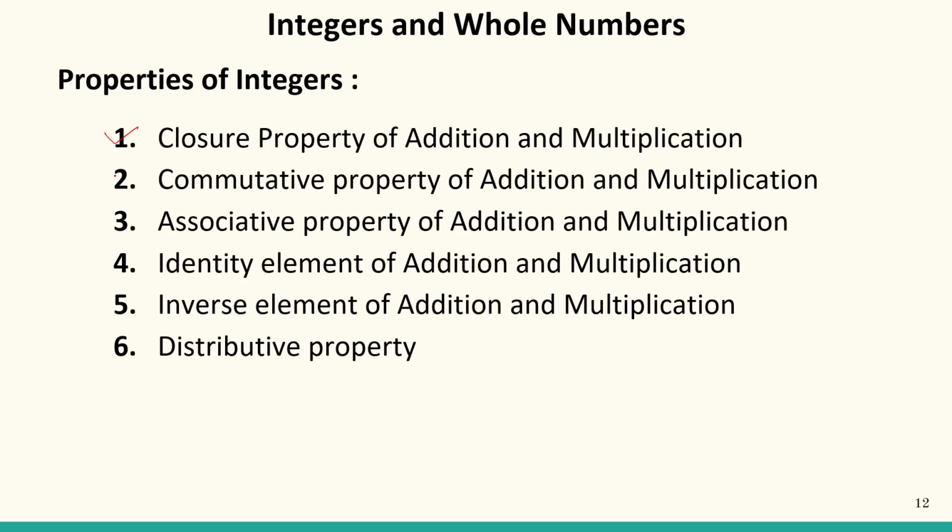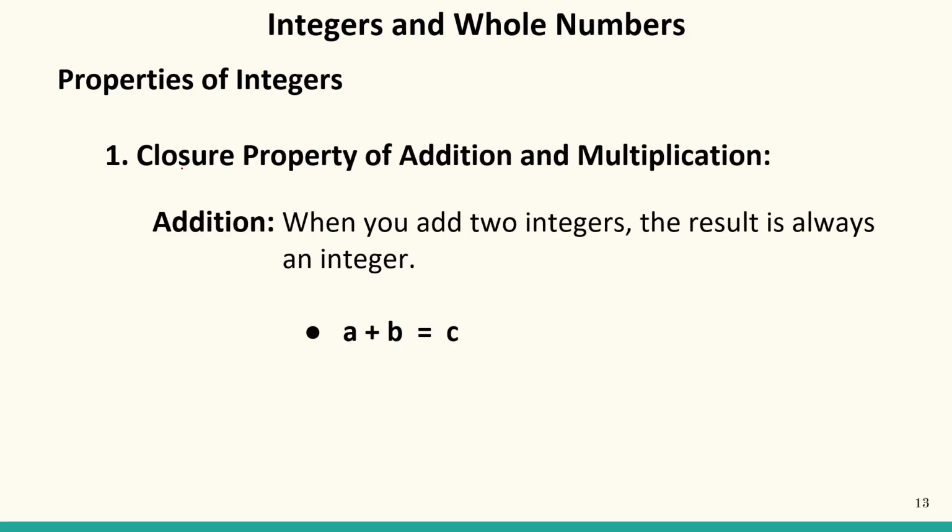We'll explore each one. Closure property of addition and multiplication, commutative property of addition and multiplication, associative property of addition and multiplication, identity element, and inverse element of addition and multiplication. We'll see each one. And what is the distributive property? We will see each one.